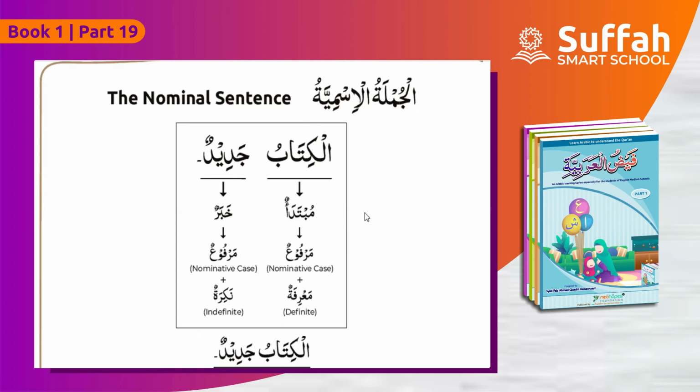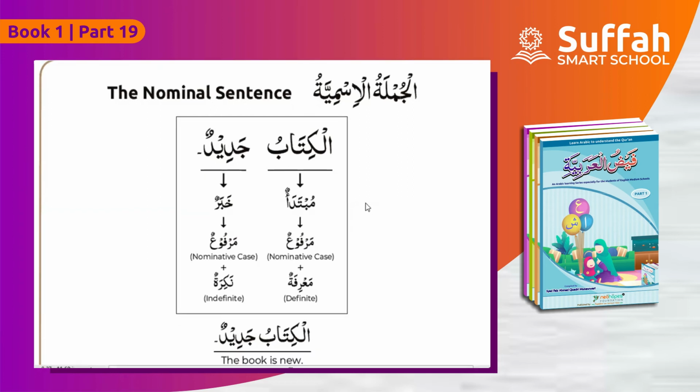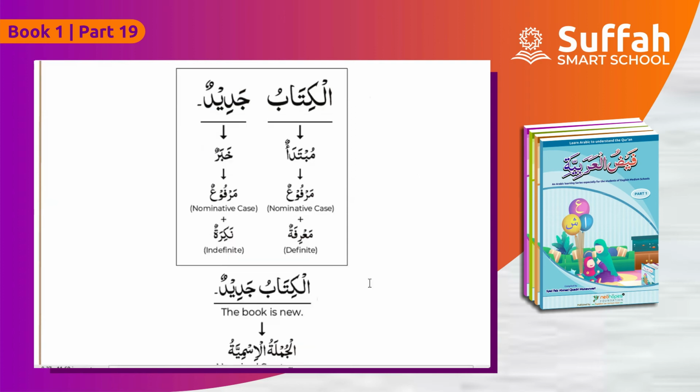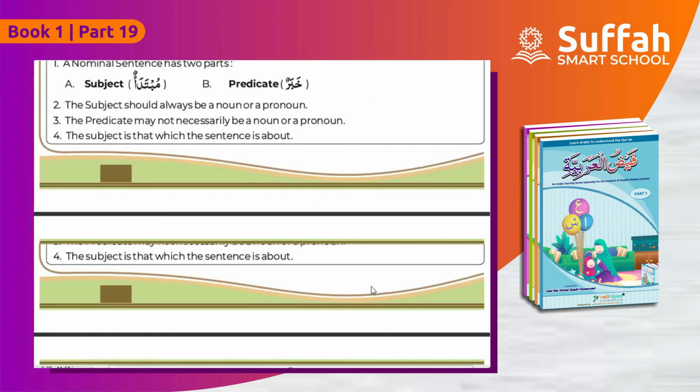So mubtada and khabar both will be marfu, and mubtada will be marifa, definite, and khabar will be nakira, indefinite. So for a mubtada it has to be what? Definite. Marfu'un marifa, and khabar has to be nakira.